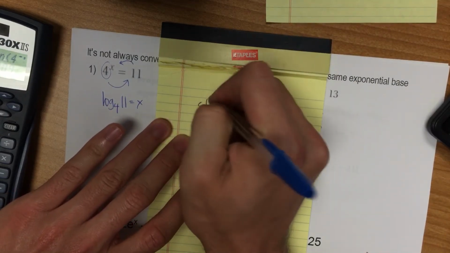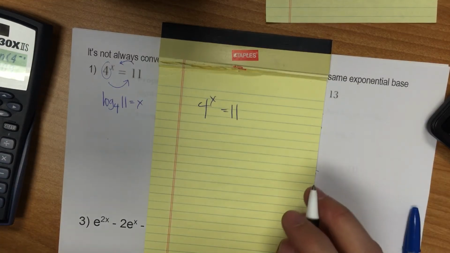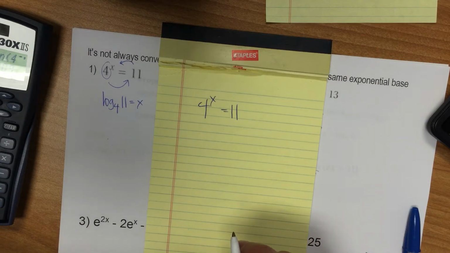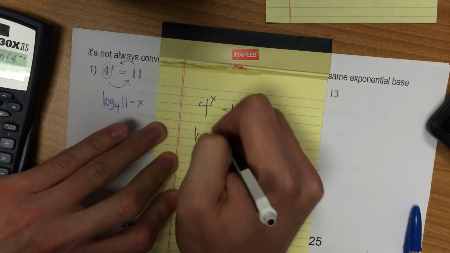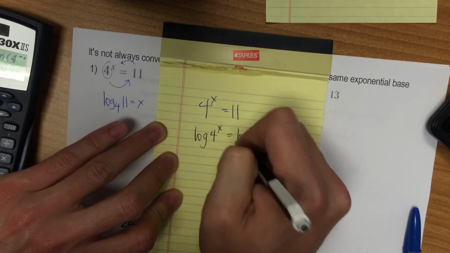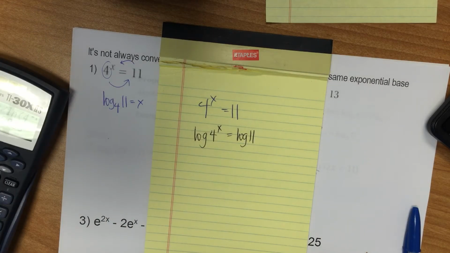So you'll find that a lot of teachers just tell you to log both sides. They're not going to tell you to use a specific log base. They're just going to say log both sides. So what do you think they mean by log both sides? They mean take log base 10, and just do this. Log 4 to the x equals log 11. Now, why would I want to do that, and what does that do for you?